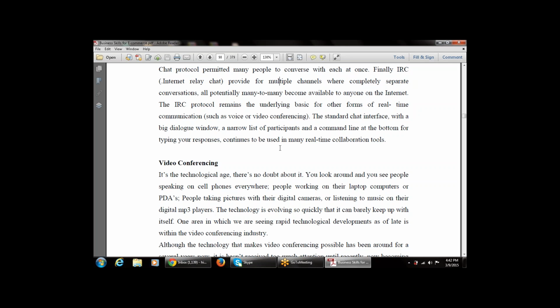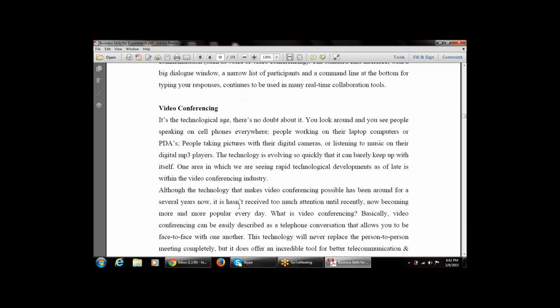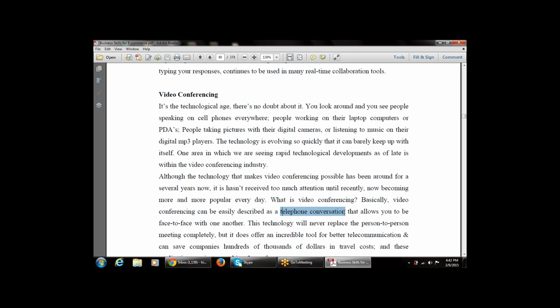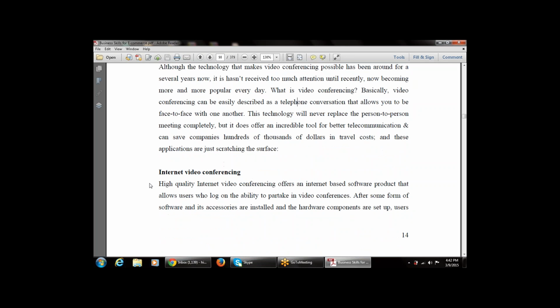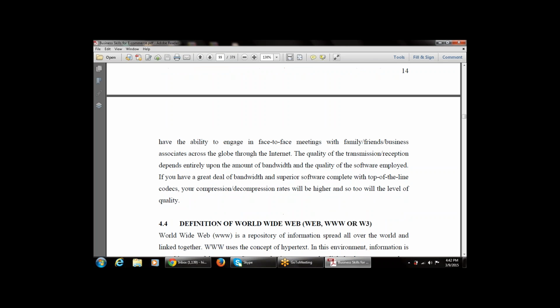It is a technological age, there is no doubt about it. You look around and you see people speaking on cell phones everywhere, people working on their laptop computers or PCs, right? So this is one of the areas in which persons can see their desktops, laptops, mobile phones, anything. Video conferencing is described as a telephone conversation that allows you to be face to face with another. Next is internet video conferencing, which offers an internet-based software product that allows the people who log in the ability to participate in the video conference.